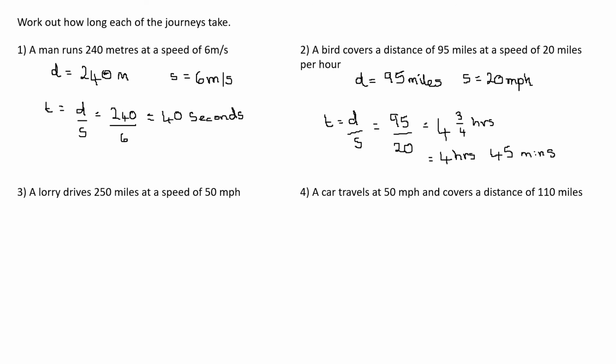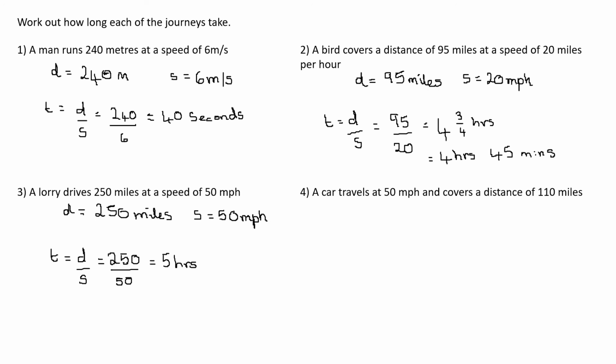Question 3. A lorry driver drives 250 miles at a speed of 50 miles per hour. So the distance will be 250 miles and the speed will be 50 miles per hour. So again, time equals distance divided by speed, which is 250 divided by 50, which will give us 5 hours.